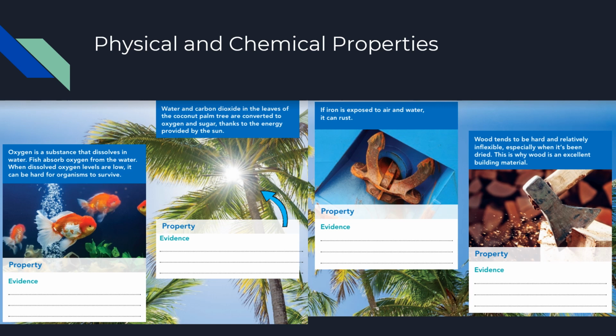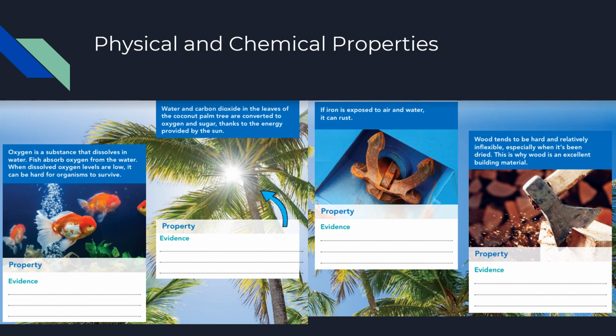So now we're going to do the physical and chemical properties. Can you tell physical and chemical properties apart? We're going to analyze the photos and read their captions. We'll write physical or chemical next to the property. Then we will write below each photo evidence that guided us to classify the properties as physical or chemical.